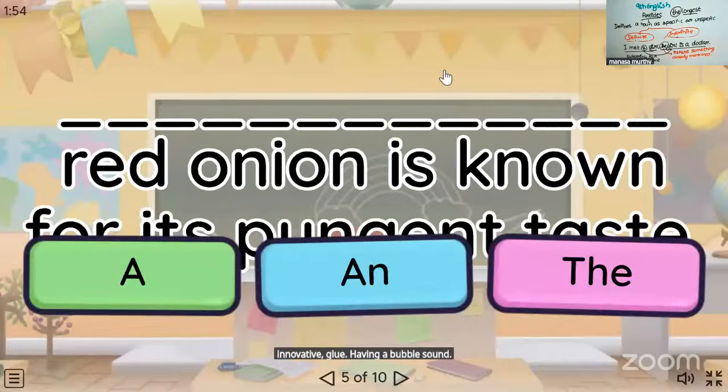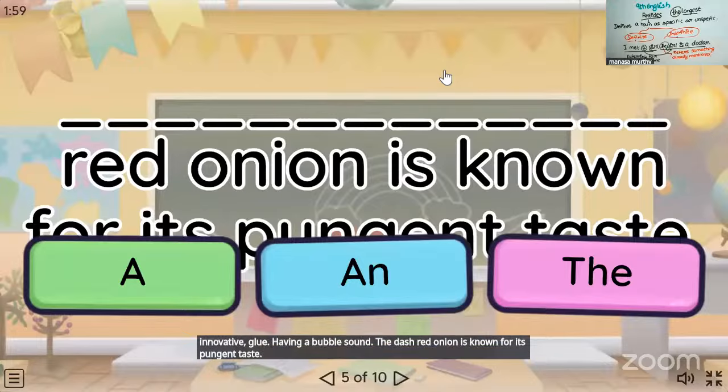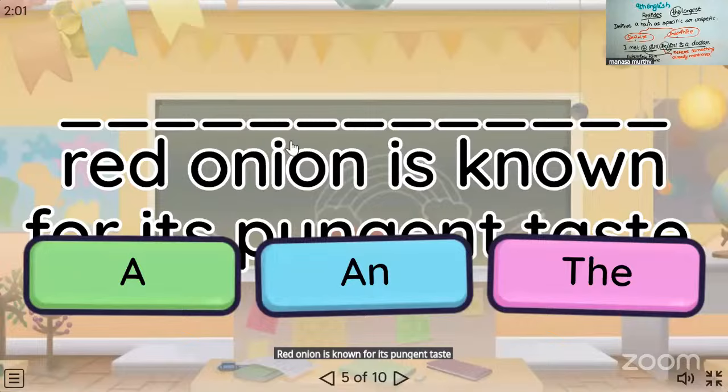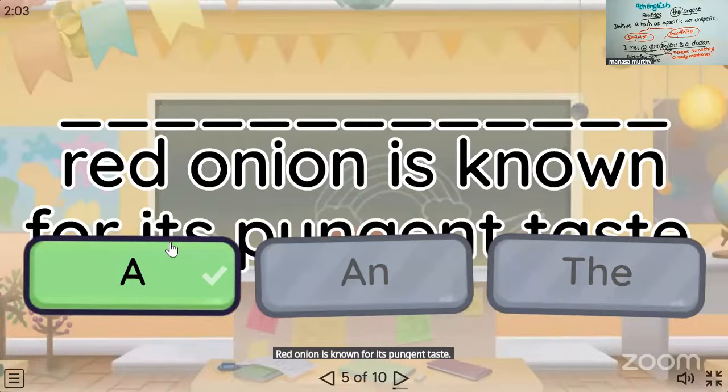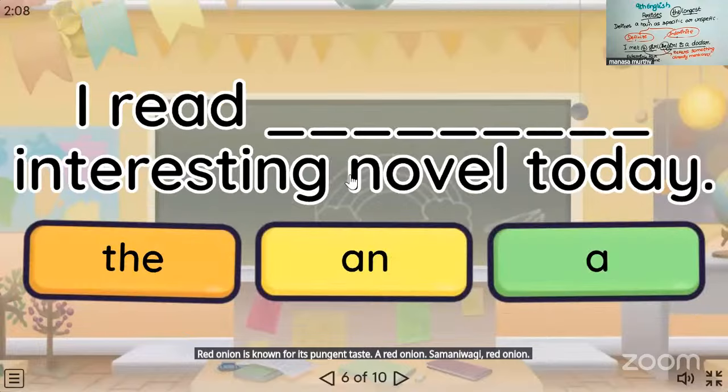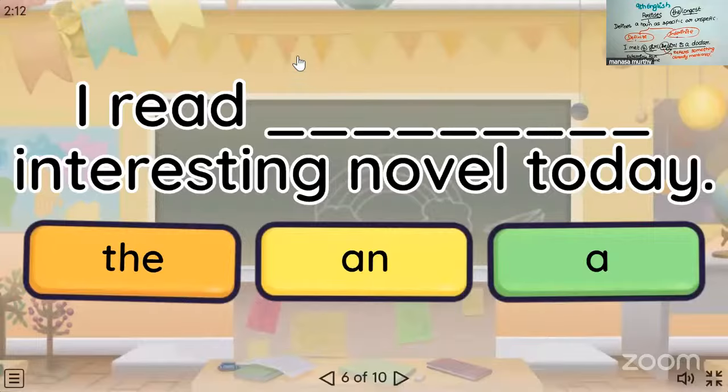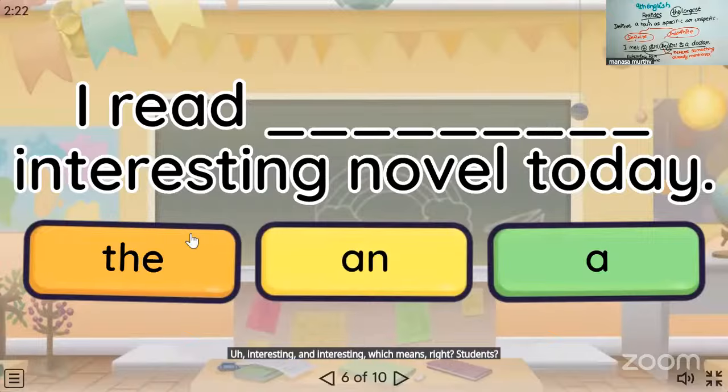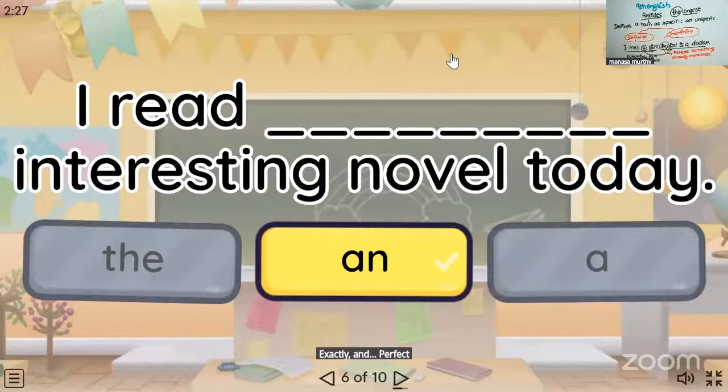The dash red onion is known for its pungent taste. A red onion. ಸಾಮಾನ್ಯವಾಗಿ ರೆಡ್ ಆನಿಯನ್ ಅದು ಆ ಪಂಜೆಂಟ್ ಟೇಸ್ಟ್ಗೆ ಹೇಳೋದು ಅದನ್ನ. I read dash interesting novel today. Interesting, an interesting, which is right, students? An. Exactly, an. Perfect. ಎಲ್ಲರೂ ಹೇಳ್ತಿದ್ದೀರಾ.